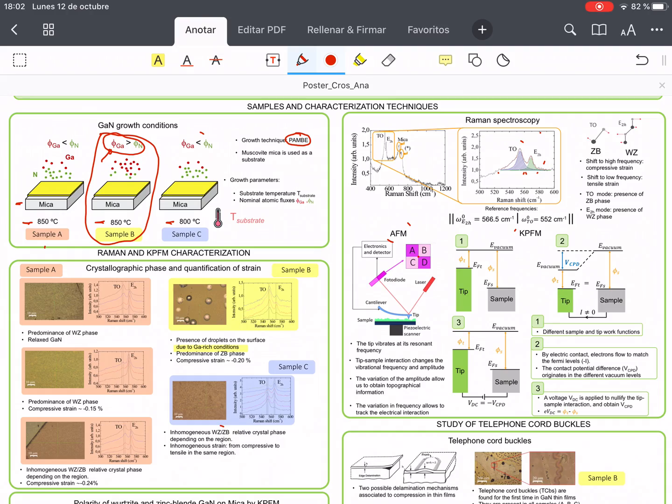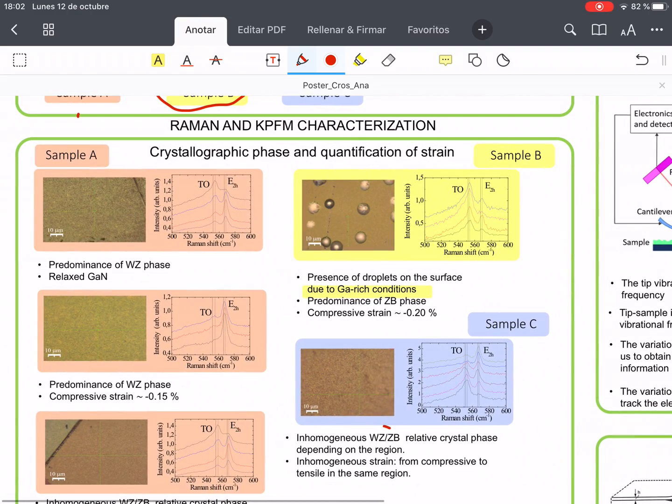In order to study the samples, we have used Raman spectroscopy. Through Raman spectroscopy, we analyze the samples through the characteristics of the vibrations of their components. And in particular, in these samples, we find two modes, TO, which is associated with the zinc blende phase, and E2H, which is associated to the Wurtzite phase.